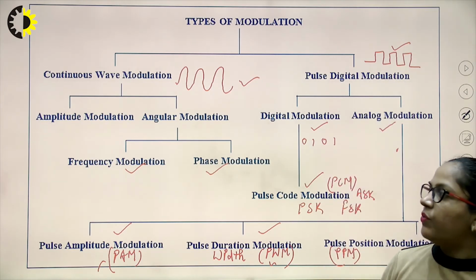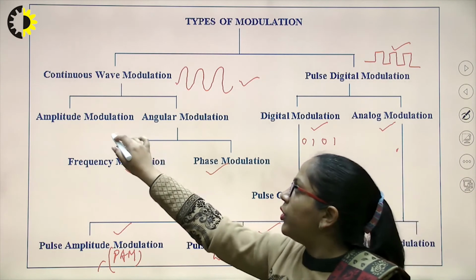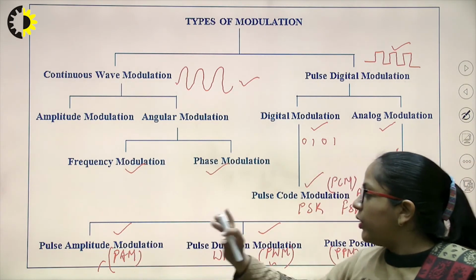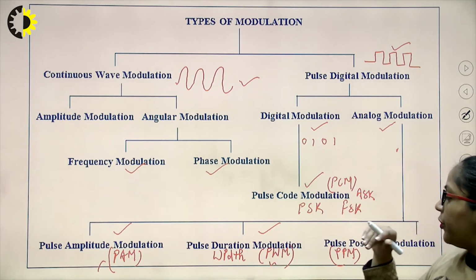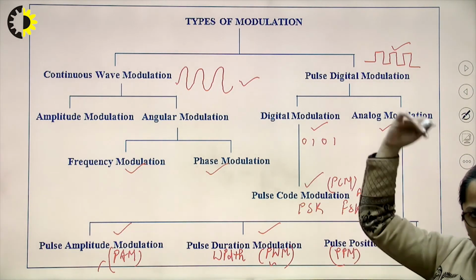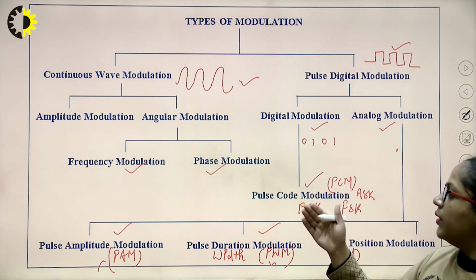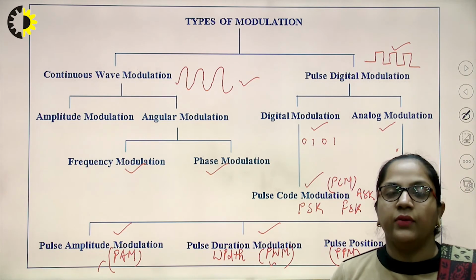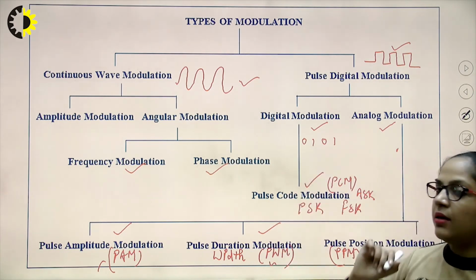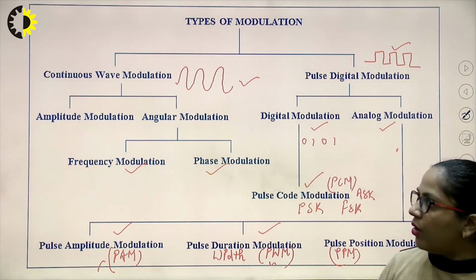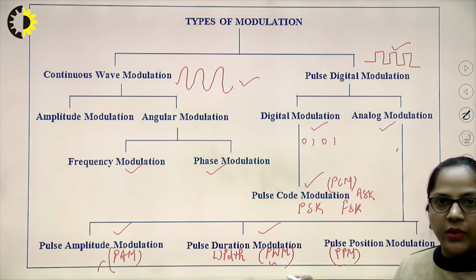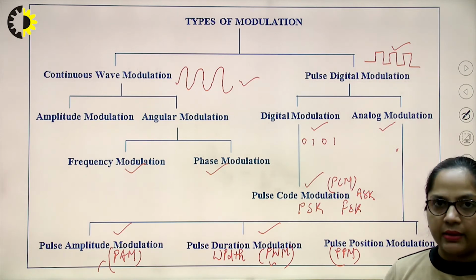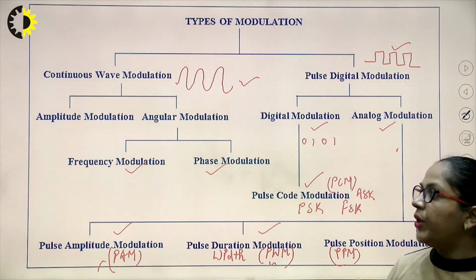In continuous wave modulation, we will have amplitude modulation, frequency modulation, and phase modulation. Under pulse modulation we have pulse amplitude modulation, pulse width modulation, and pulse position modulation. And we will have pulse code modulation, amplitude shift keying, phase shift keying, and frequency shift keying under digital modulation techniques. All these different types of modulation we are going to discuss in detail one by one in the coming units also.